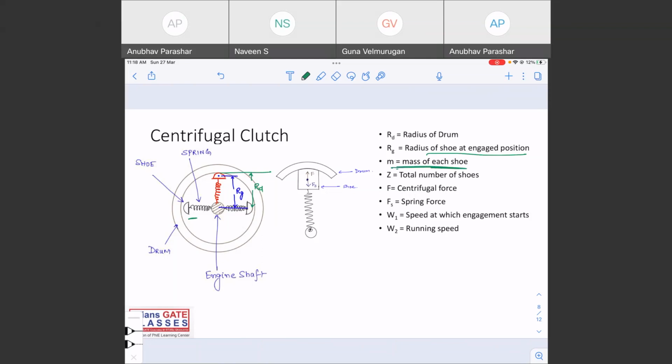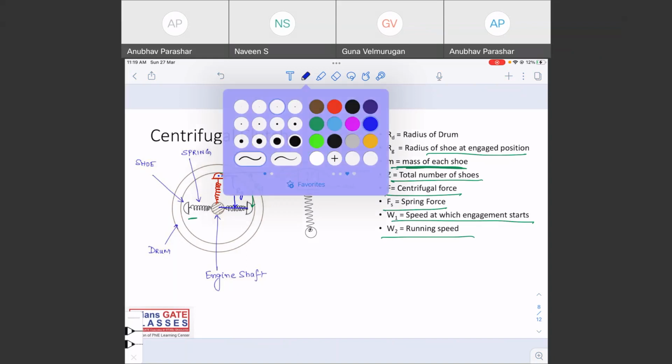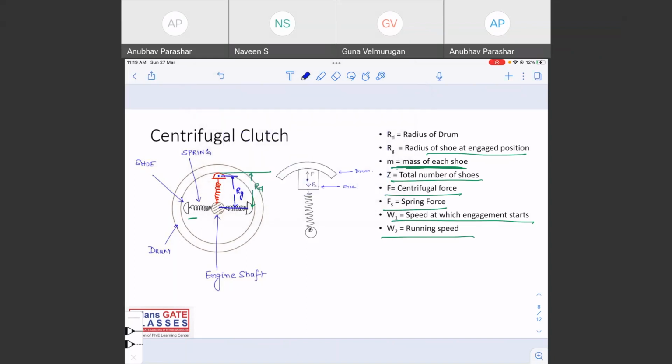M is equal to the mass of each shoe. Z is equal to the total number of shoes. There can be 2 or 4 shoes. F is the centrifugal force, which is equal to the spring force. W1 is the speed at which engagement starts, and W2 is the running speed. Let us try to understand what exactly is happening here.